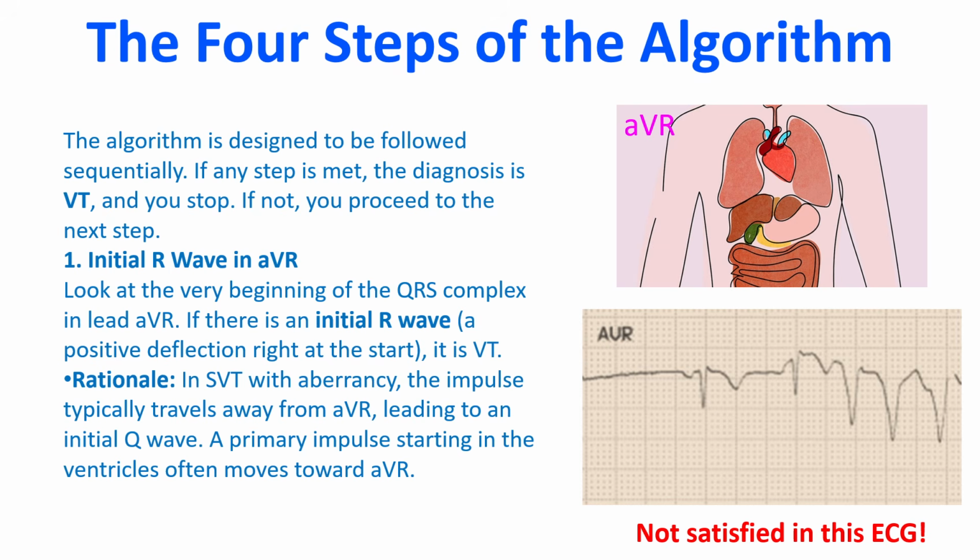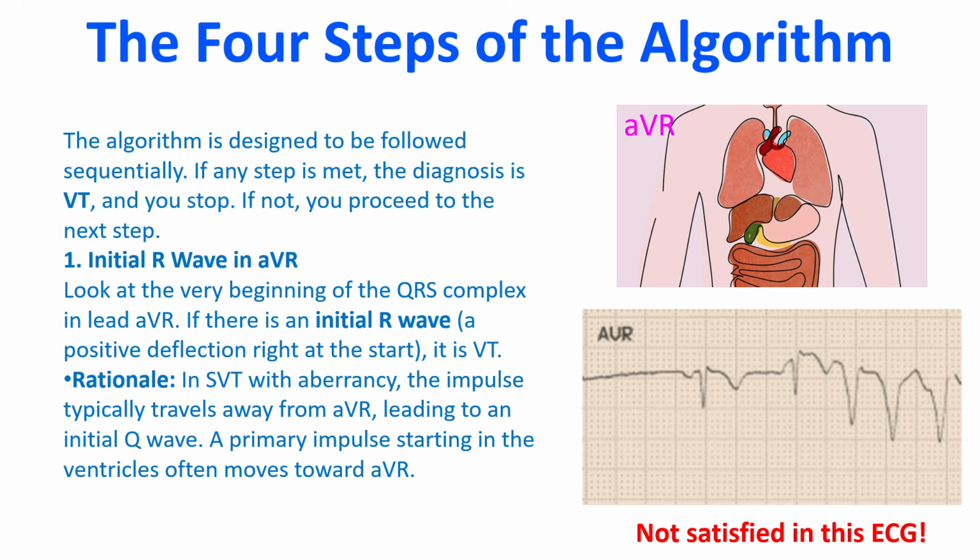The algorithm is designed to be followed sequentially. If any step is met, the diagnosis is VT and you stop. If not, you proceed to the next step. Initial R wave in AVR. Look at the very beginning of the QRS complex in lead AVR. If there is an initial R wave, a positive deflection right at the start, it is VT.